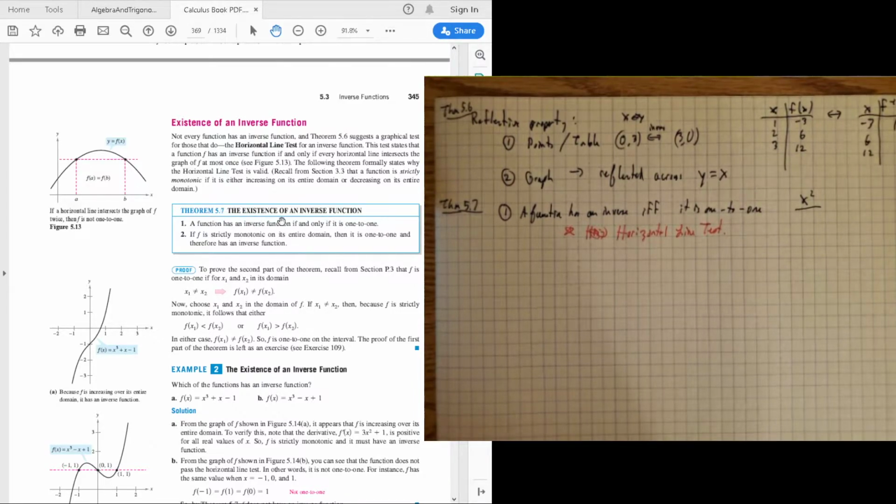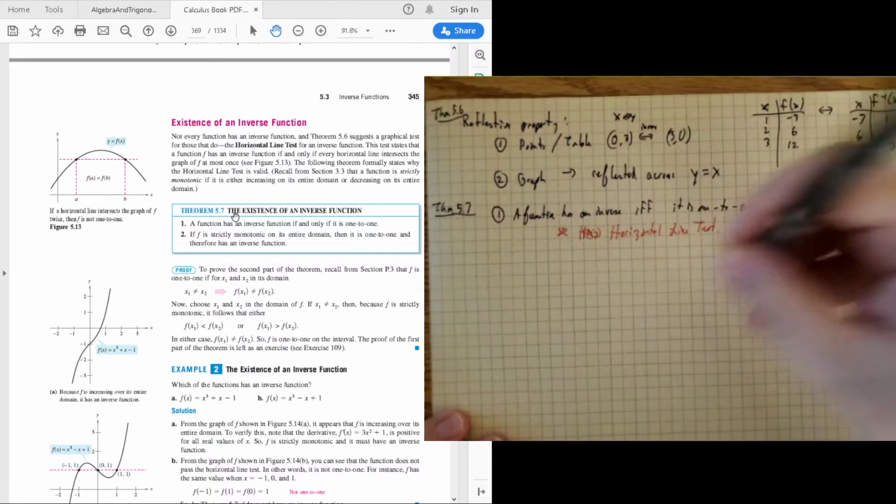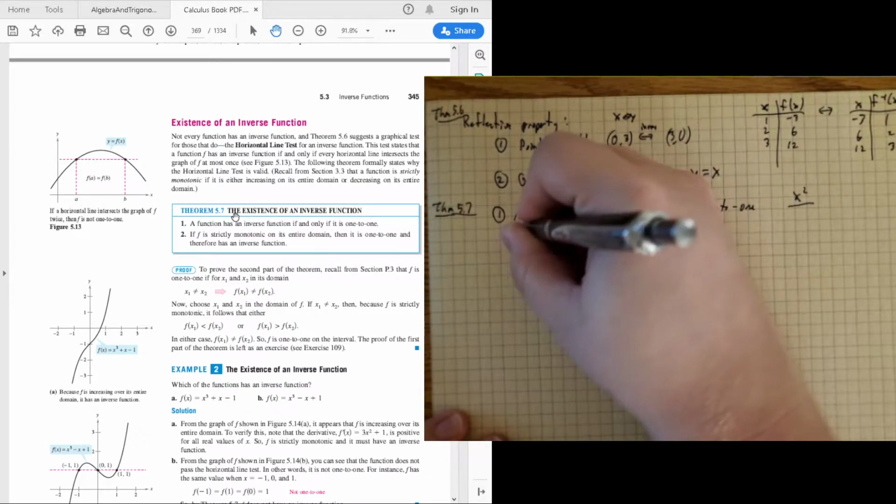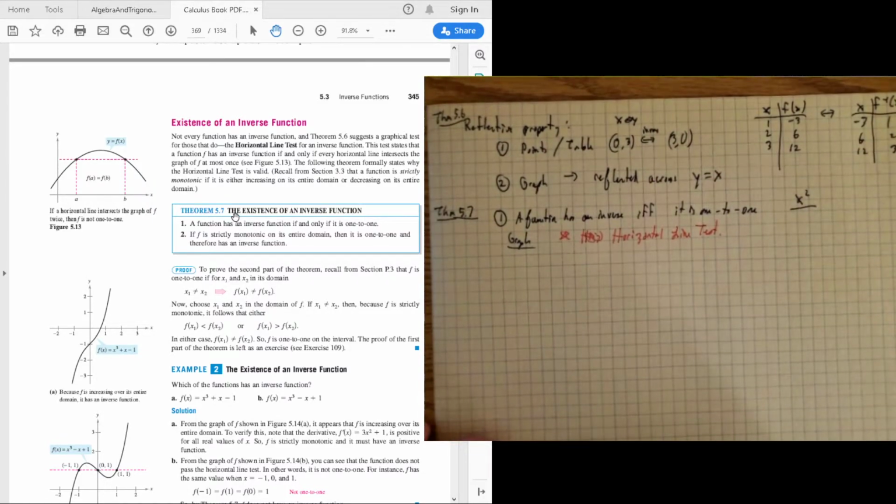Notice the theorem talks about the existence of an inverse function. It does not just say whether there is an inverse. This is the first thing to check. If you have a graph, this is by far the easiest one. Just look at the graph and see if it passes a horizontal line test. If it does, then it has an inverse function.